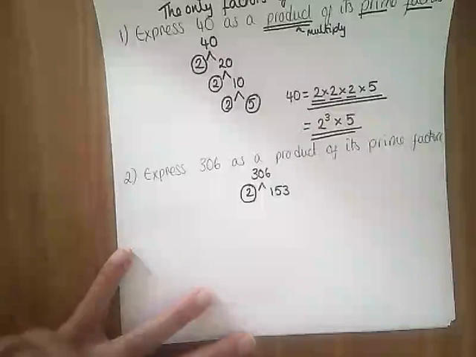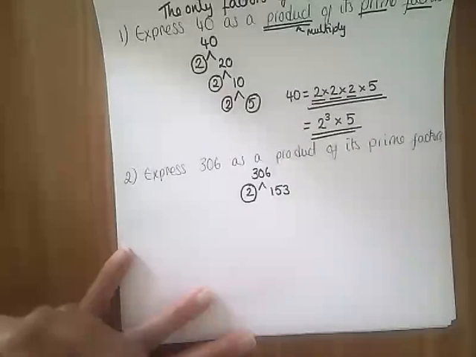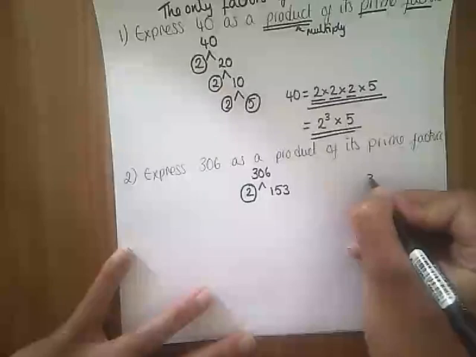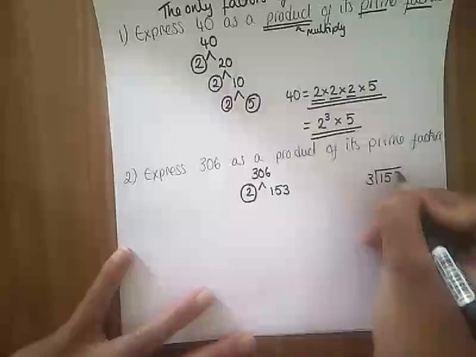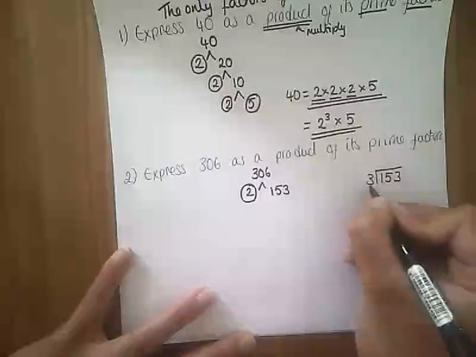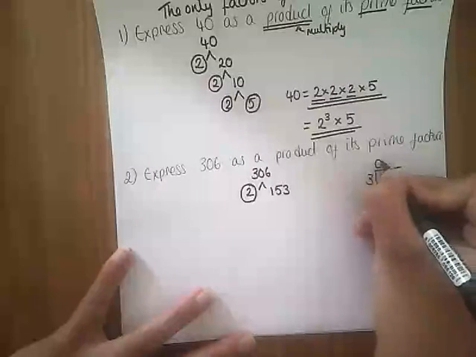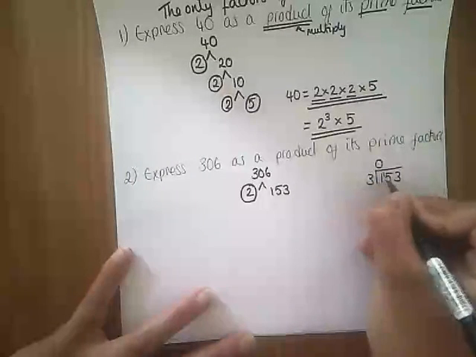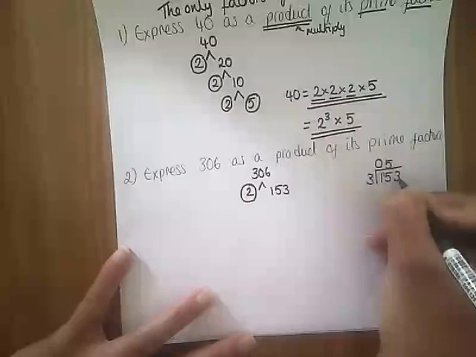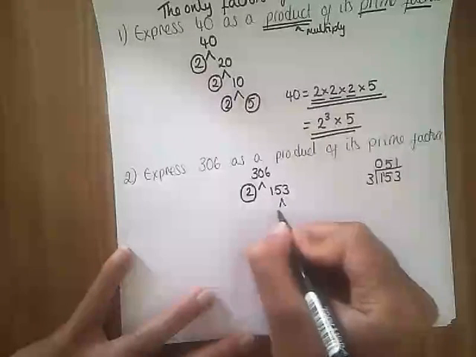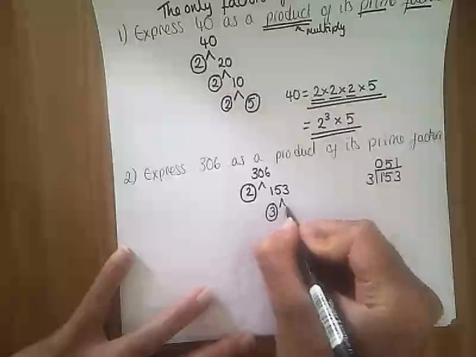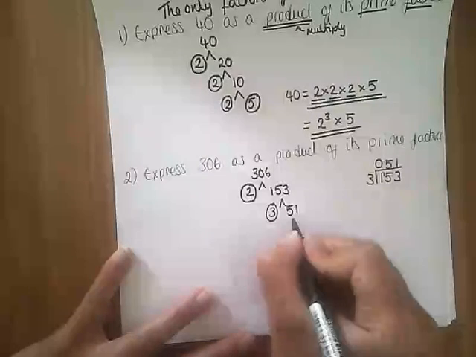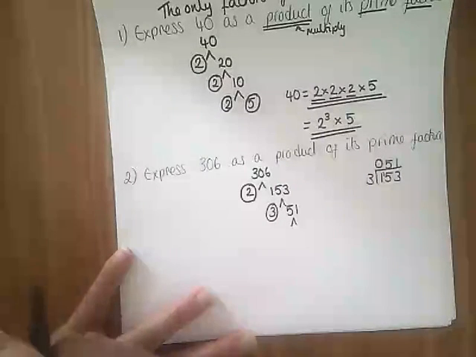What goes into 153? Well, 2 doesn't, but I think 3 will. So let's try it. 3 into 1 goes 0 times. Carrying the 1, 3 into 15 goes 5 times. 3 into 3 goes 1. So that works. 3 goes into it, that's prime, 51 times.